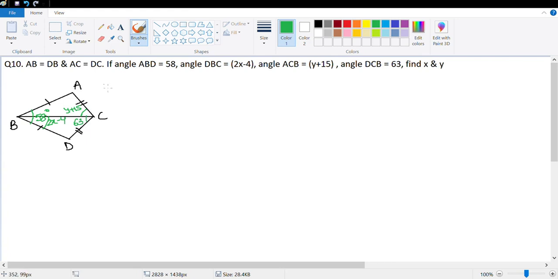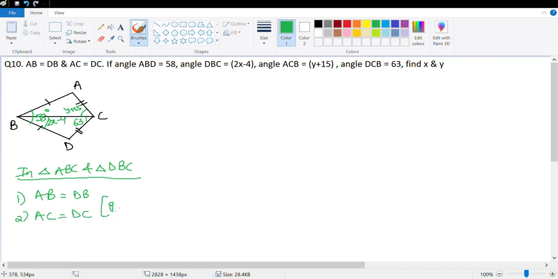So let's try and look at these two triangles. In triangle ABC and triangle DBC, what do we have? Point number 1, AB is equal to DB. This is already given. AC is equal to DC. Both these parts are given. And point number 3 would be BC is equal to BC. That's the common side. So both these two triangles are congruent by the SSS test.